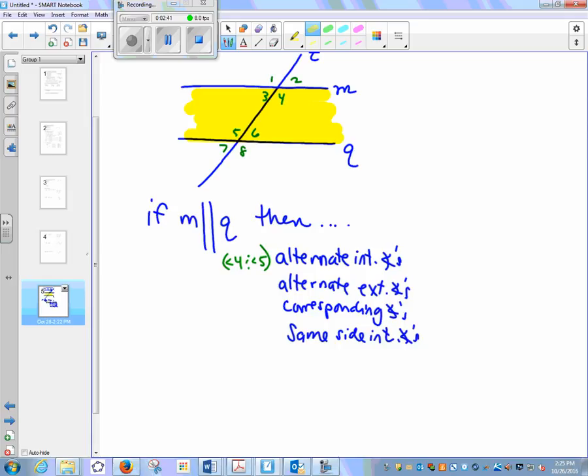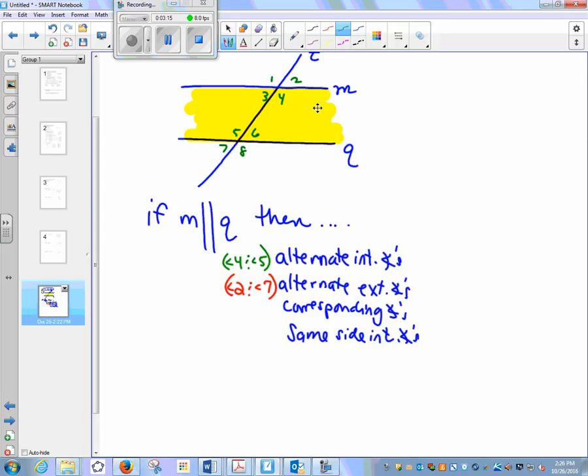Okay, so what about a pair of alternate exterior angles? Can you give me a pair of those? Alternate exterior? Yeah. 2 and 7, good. Okay, another pair would be 1 and 8 for alternate exterior. Another pair of alternate interior would be 3 and 6, right? But I'm just doing one example of each.